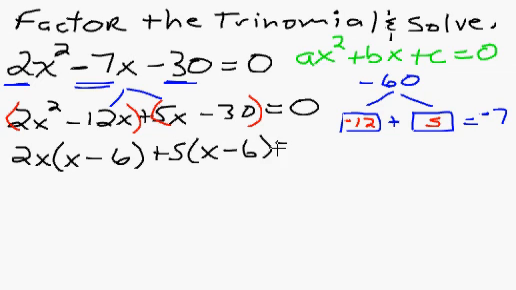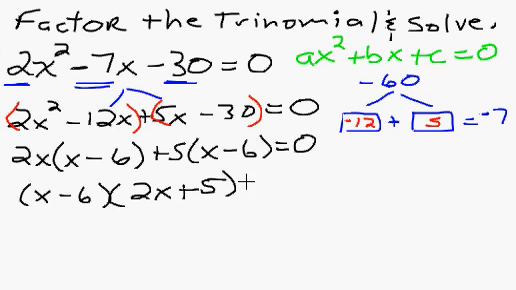This is not a coincidence. If we do this right, what's in the parentheses should be the same. x minus 6, x minus 6. That's a good sign. So to finish now, we take what's in the parentheses, x minus 6, and we factor that out of each of these two different terms, and we're left with 2x plus 5 equals 0. Okay, so now we've got it factored: x minus 6 times 2x plus 5.